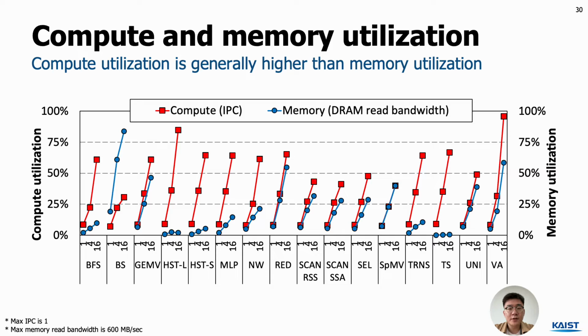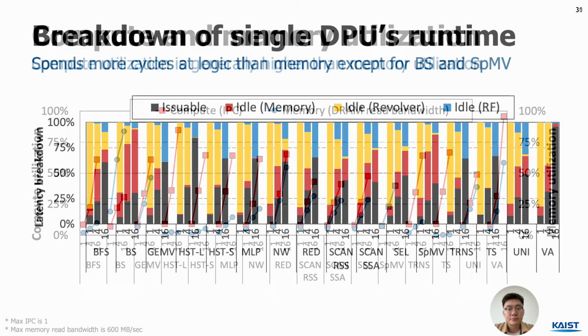This figure shows the compute and memory read bandwidth utilization of the PRIM benchmark suite. The x-axis is the benchmark names with 1, 4, 16 threads, and the y-axis on the left is compute utilization, and the y-axis on the right is memory utilization. The red line shows the compute utilization, and the blue line shows the memory utilization. As you can see, compute utilization is generally higher than memory utilization except for binary search, or BS, and sparse matrix vector multiplication, or SPMV.